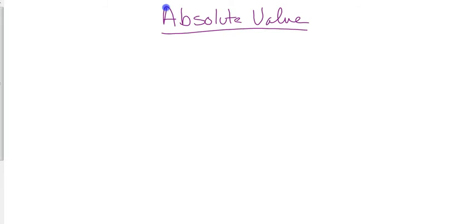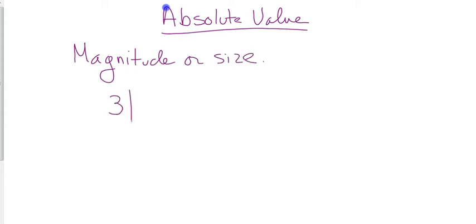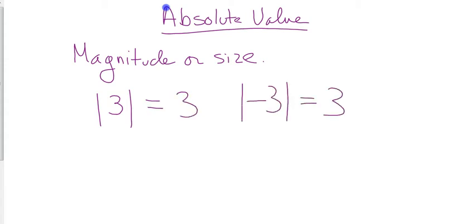So absolute value is the magnitude or size. It's denoted by these bars, right? Absolute value bars, let's call them. So what's the absolute value of 3? 3. What's the absolute value of negative 3? 3, right? Because we don't care about whether it's positive or negative, we care about how big it is. You treat absolute value bars like you would treat a set of brackets.